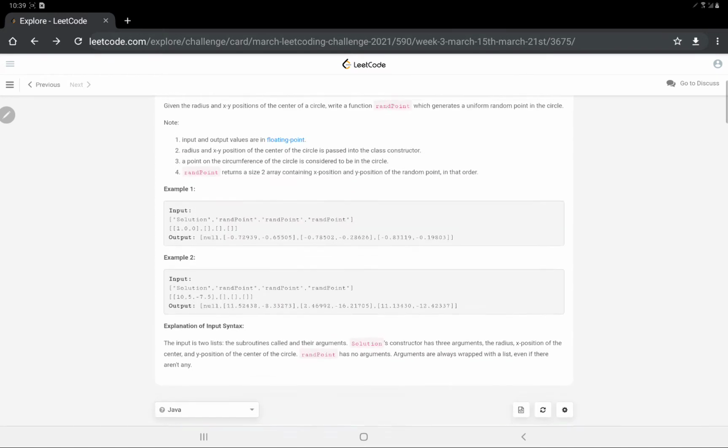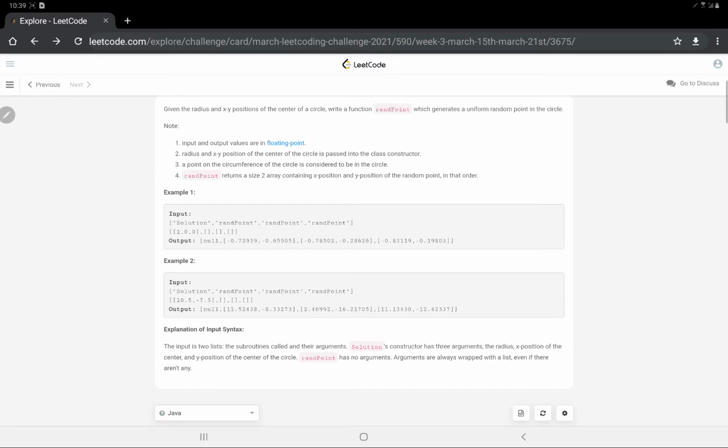Now let's look at the constraints. Alright, there are no constraints, so explanation is given, no need at this point, and these are some examples. All right, so let's see how we are going to approach this problem.